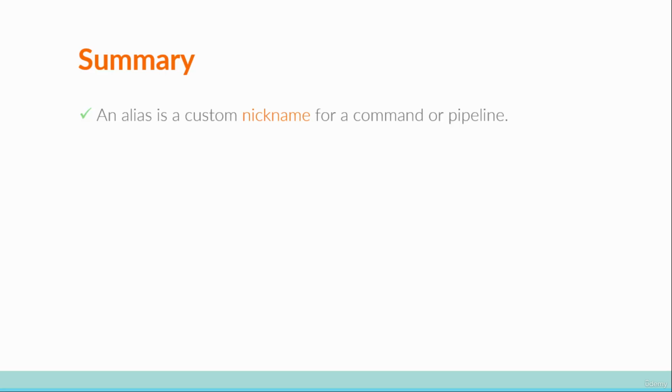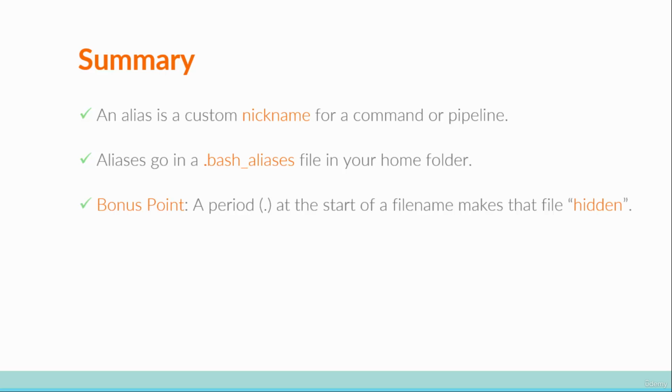So in this video, first of all, you learned that an alias is basically just an easy to remember nickname for a command or a series of commands joined together in a pipeline. Now, to create an alias, you need to first have a file called .bash_aliases, all in lowercase, in your home folder, and that's the file that you actually put your aliases in. These aliases therefore will be specific to your user.